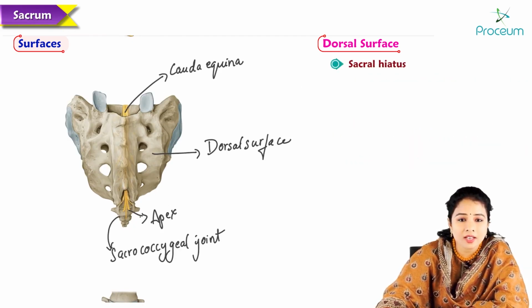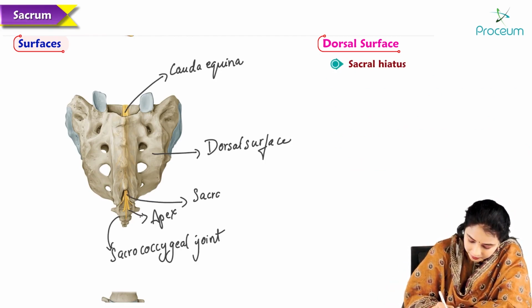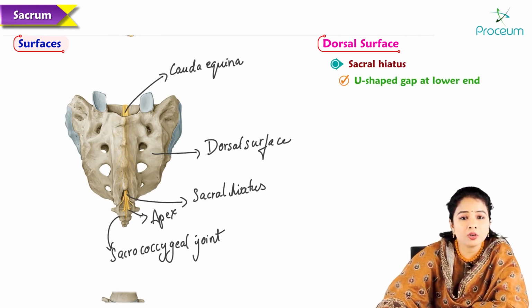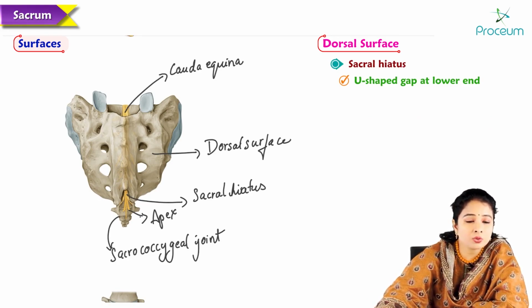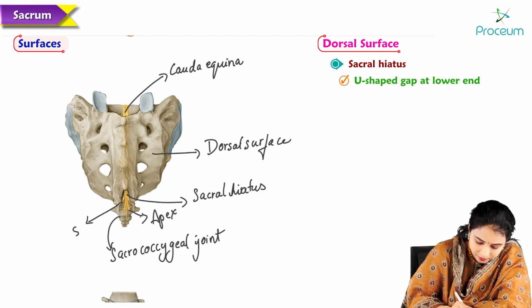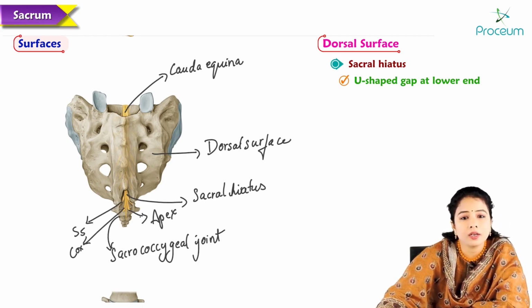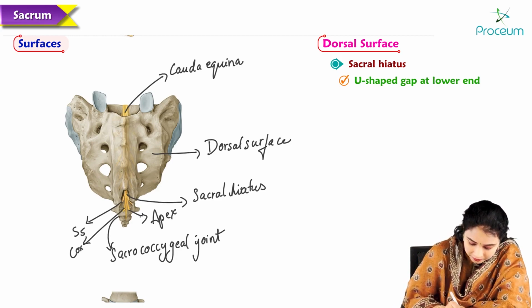And lastly about the sacral hiatus. So here is the sacral hiatus opening. It is a U-shaped gap at the lower end of the sacrum, and the structures emerging through the sacral hiatus are the S5 nerves, that is the fifth sacral nerves, and the coccygeal nerve. So we can see S5 nerves on each side, then the coccygeal nerve, and also the filum terminale.